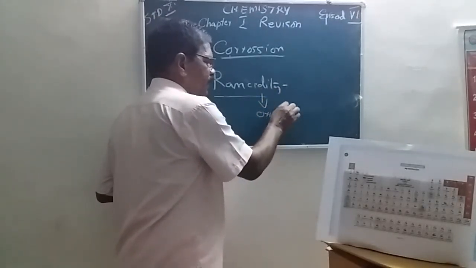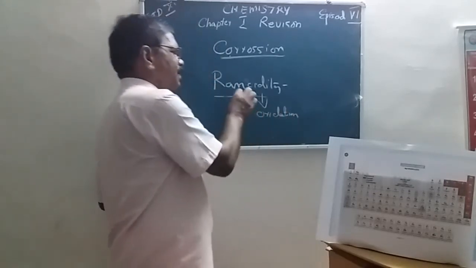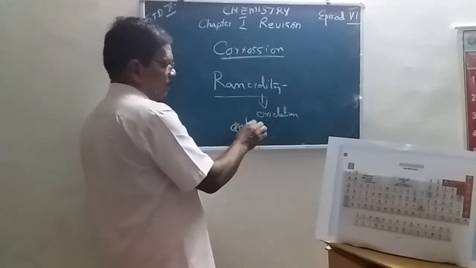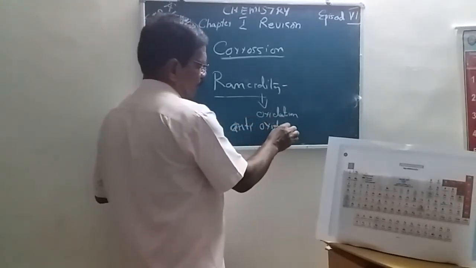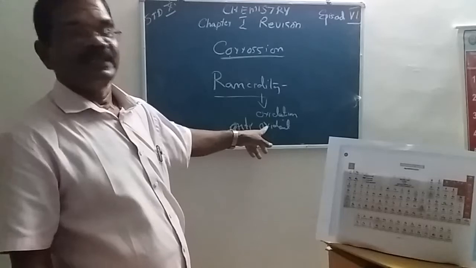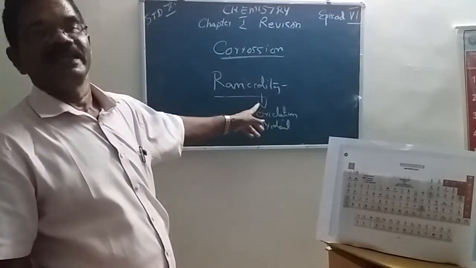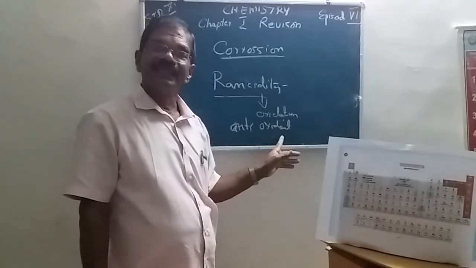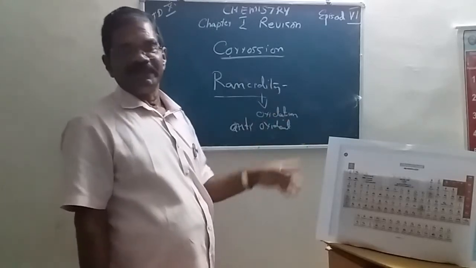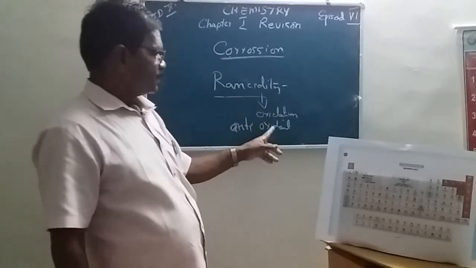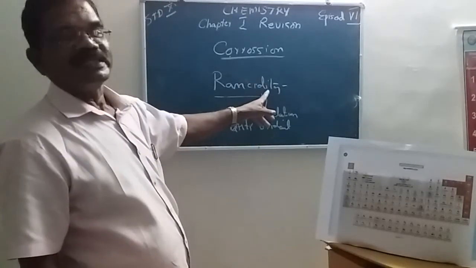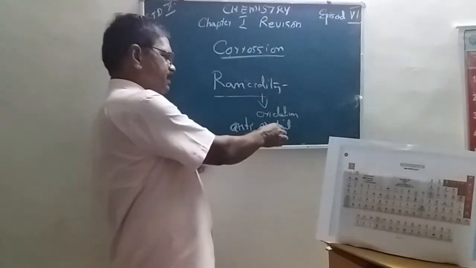Then how can we prevent it? Oxidation can be prevented by antioxidants. If we add antioxidants to the food items, rancidity can be prevented. What are antioxidants? The chemicals which prevent the oxidation, or the rancidity, of food materials are called antioxidants.